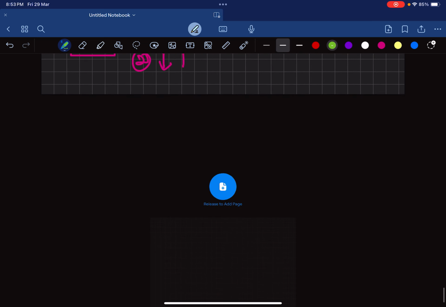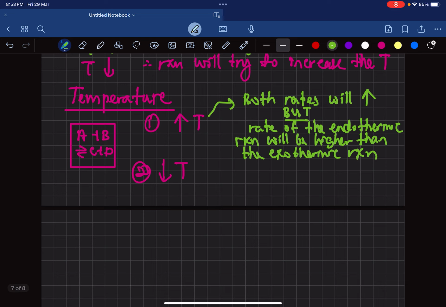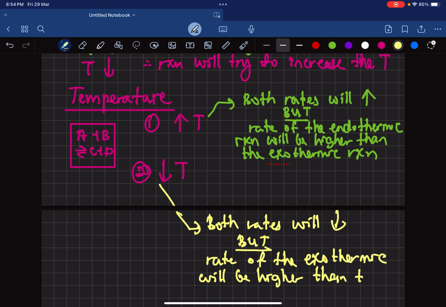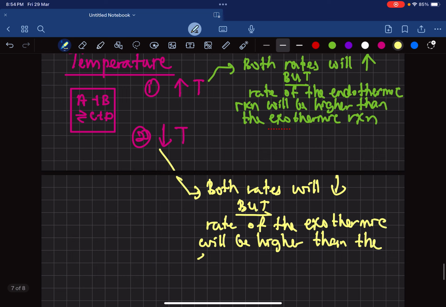But when we decrease the temperature, what will happen? Both rates will go down. But the rate of the exothermic will be higher than the endothermic.